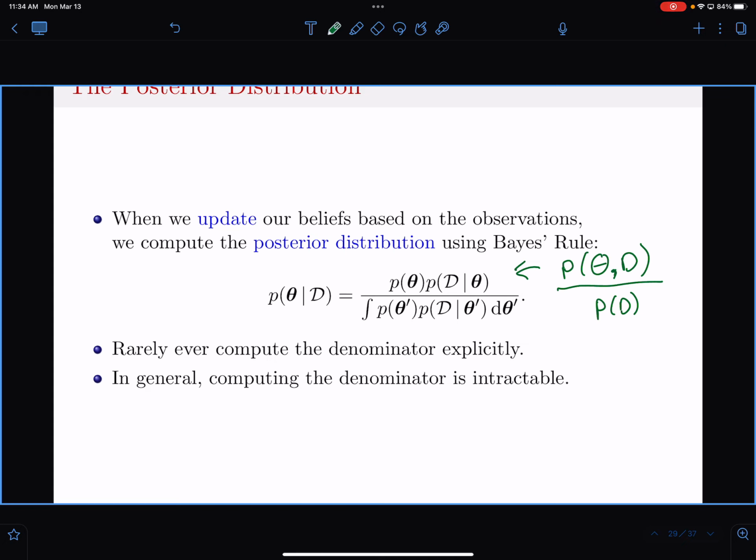The other thing to note is you usually never compute the denominator. You can get away with not doing this integral, which is really tricky to do because you're integrating over all choices of parameter values, and it's in general intractable. So we're primarily just focusing on the top term, because when you're doing argmax or taking expected values, you don't actually need to compute the integral.